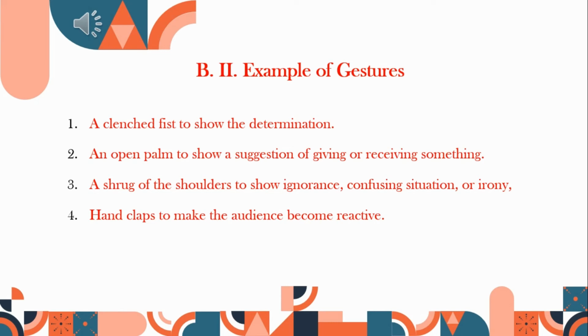And number three, gesture of a shrug of the shoulder. Usually when people use it, they are ignorant or confused about the situation, or to show irony. And the last example is hand claps. When the speaker does hand claps in front of their audience, it means that they are trying to make the audience become more reactive or more attentive to their speech.